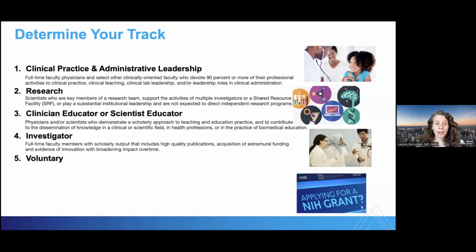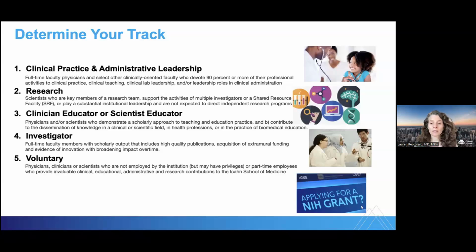Next is our investigator track. These are usually full-time faculty members with scholarly output that includes high-quality publications, acquisition of extramural funding, and evidence of innovation with broadening impact over time. These folks can be MDs, PhDs, MD PhDs, DrPHs, so some sort of doctorate level education, who is largely conducting research as their main work here at Mount Sinai.